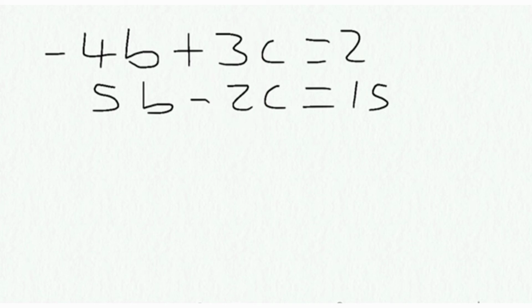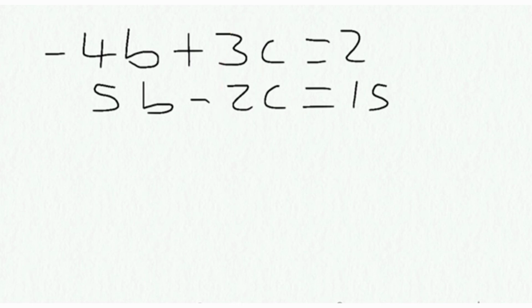Look at the coefficient of variable b. It's negative 4 and then positive 5. So these ones are not the same. What about c? Positive 3 and negative 2, and they are not the same. Which variable do you want to make equal to 0? Is it b or c? If you want to make this one equal to 0, then you have to make these numbers the same by cross multiplying. If you want to make this one equal to 0, then you have to make these ones the same by cross multiplying.